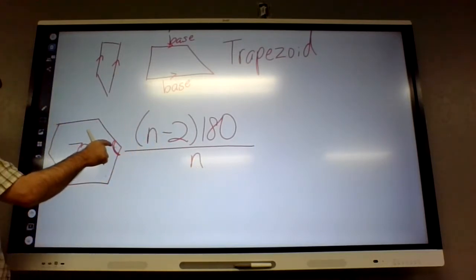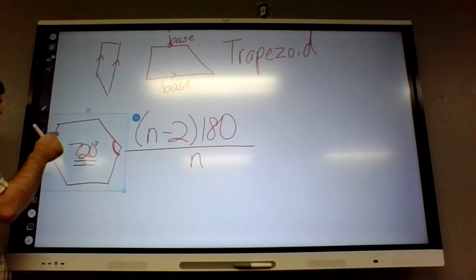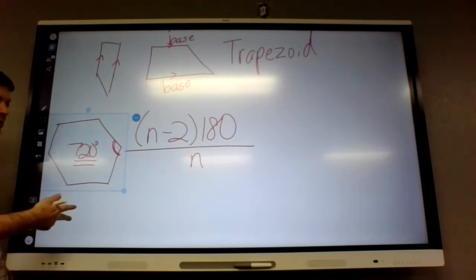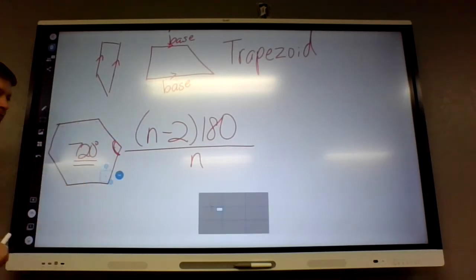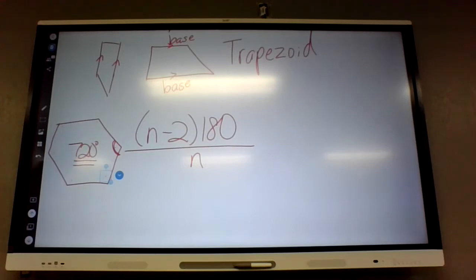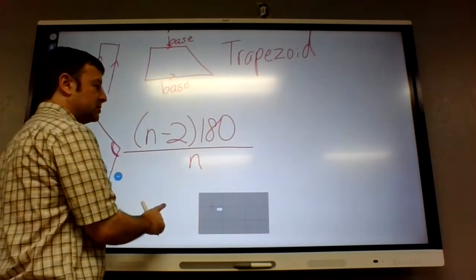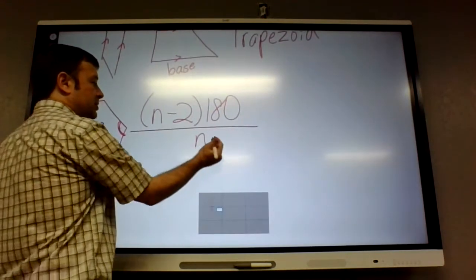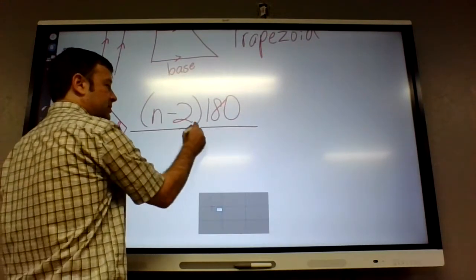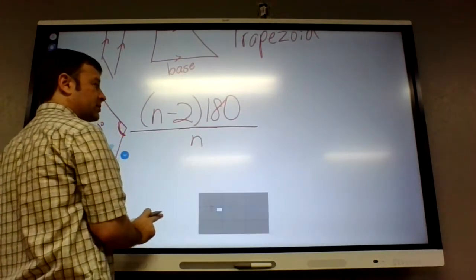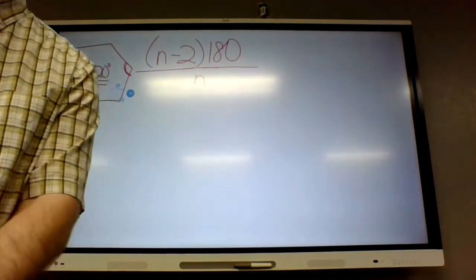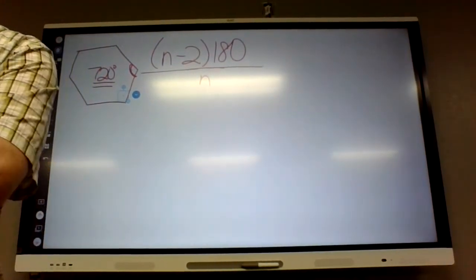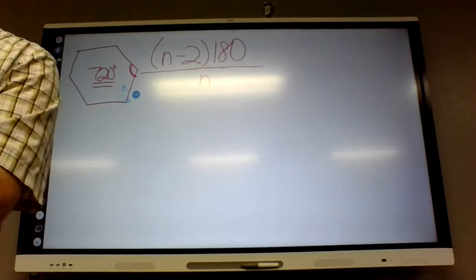Now that only works if all the angles are the same, right? If it's irregular, you don't know what one angle is. But if it's regular, if it's like a normal, all angles are equal, this is the formula that we're going to use. So this gives you all the angles. This gives you one of the angles. Alright, now we're ready.